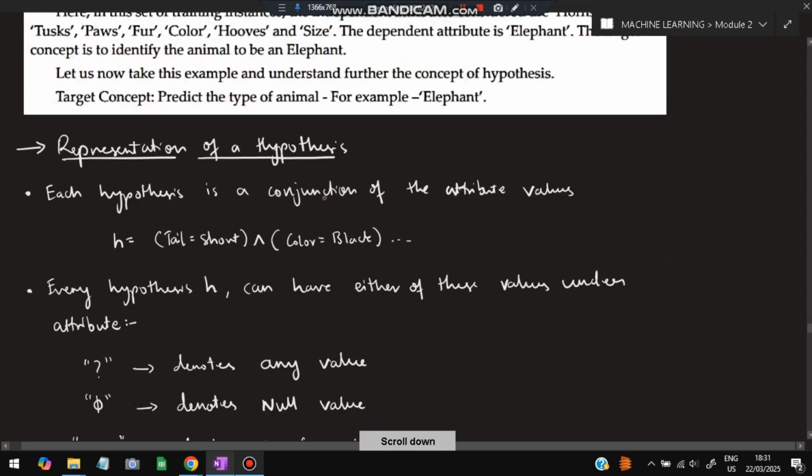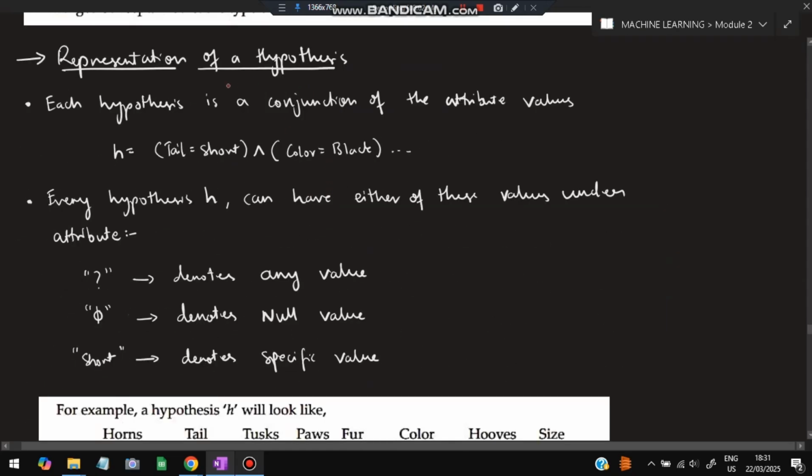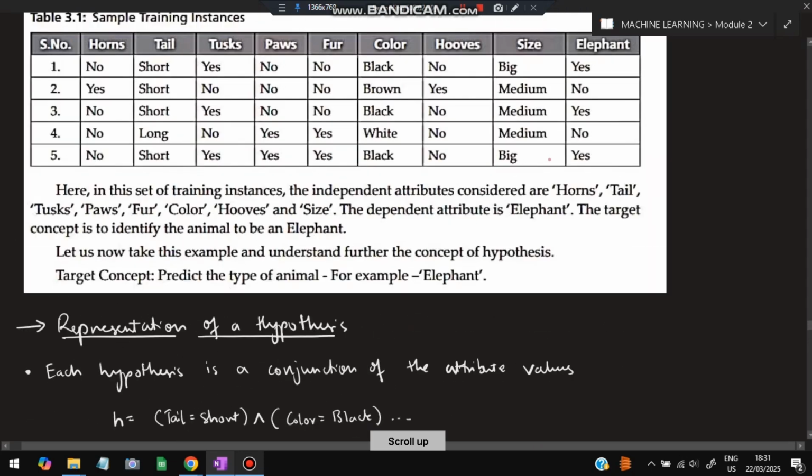Okay, now the representation of a hypothesis. Hypothesis means what? It is a conjunction of the attribute values. Okay, the attributes will be there. For example, if this is an elephant, the conjunction in this hypothesis says that it does not have a horn, the tail is short, the tusk is there, the paws are there, fur is there, color is black, hooves are not there, and size is big. If this is there, that means it's most probably an elephant.